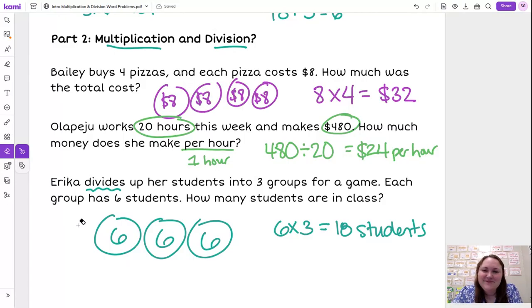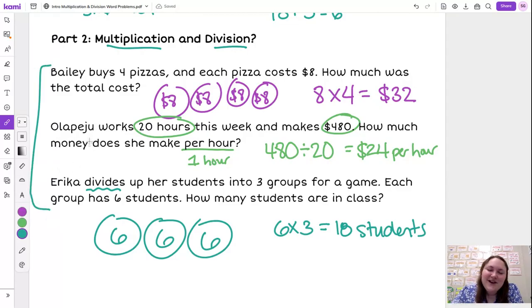In today's lesson, we're going to be doing more problems like these, where it's going to be stories that describe multiplication or division. We're also going to be practicing doing this math that we've learned in the past 2 lessons.